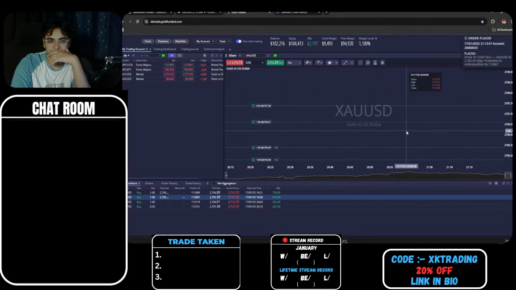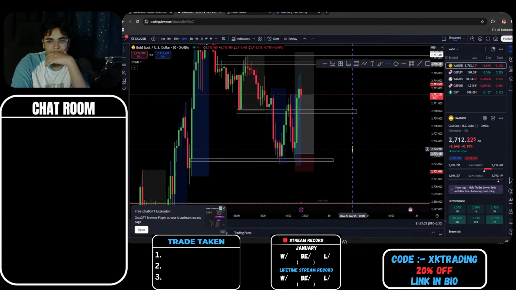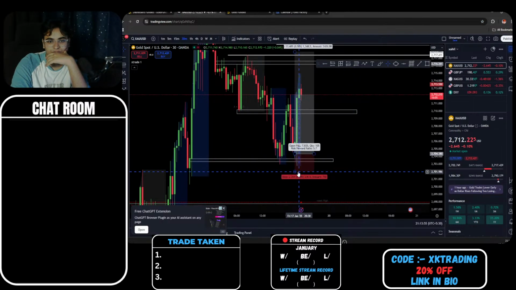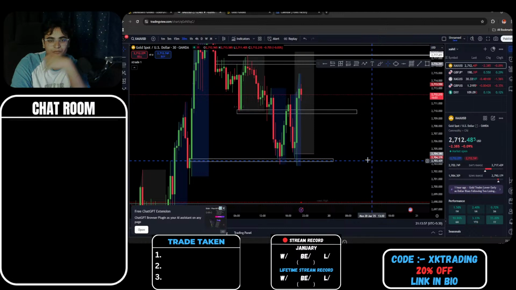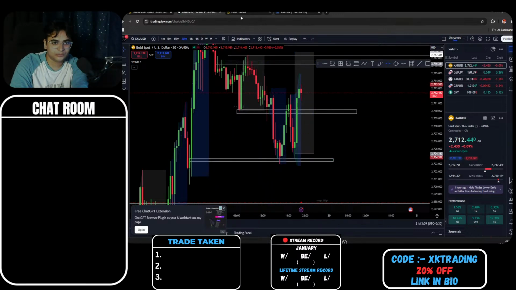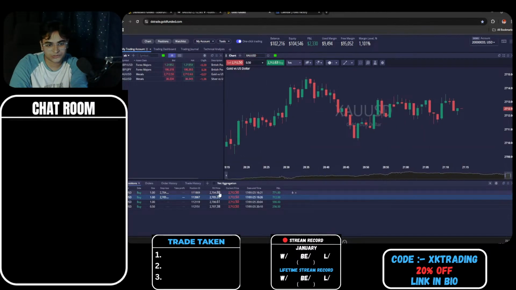Okay, two positions are at break even right now, because 2705.50 or so. Yeah, so about two positions are at break even. Okay, let me mark that in properly here as well.